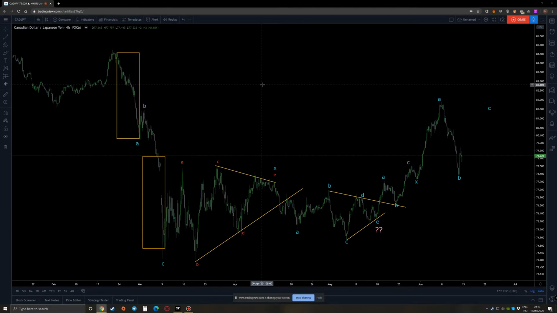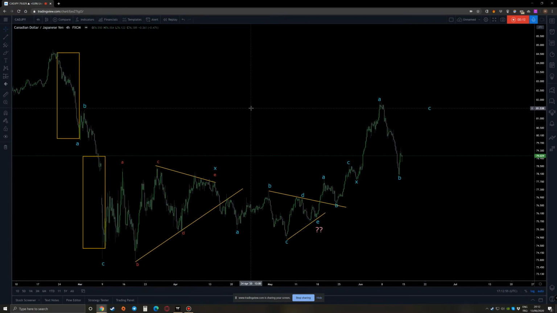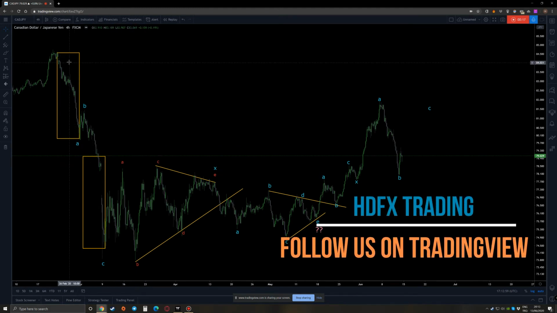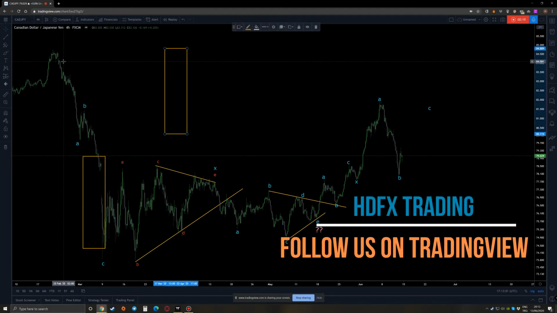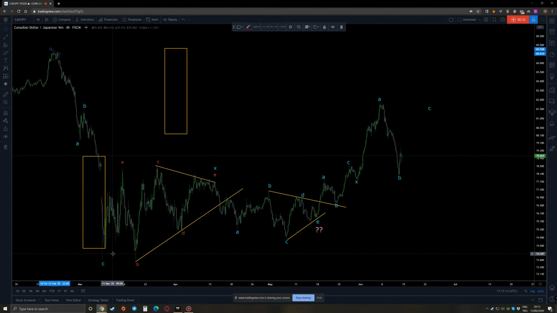Now in this pair I already did some labeling to it and let's discuss what it can be. What I think is that something has ended here in this small triangular shape, and we have a move down from it. So let's discuss what it can be.